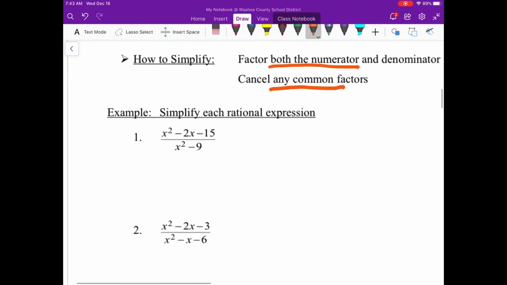Okay, so let's jump right into the first example. In my first example, I'm going to look at the numerator and factor it. Again, if you need extra help with this, let us know. But I'm just going to go right into it. This factors out to x minus 5, x plus 3.